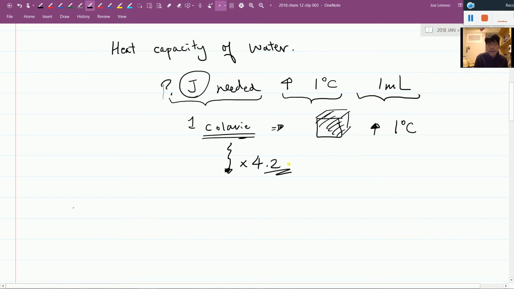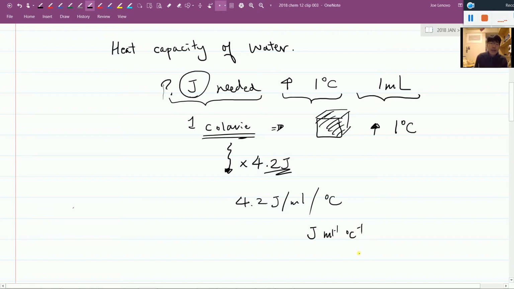That means for water, its heat capacity will be 4.2 joule per mole per degree Celsius. So it has a very, very long unit. It's a joule per mole per degree Celsius. Some other people also write down J, mol minus 1, and degrees minus 1.